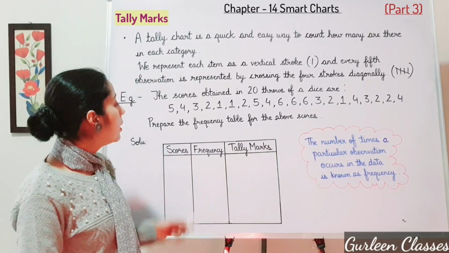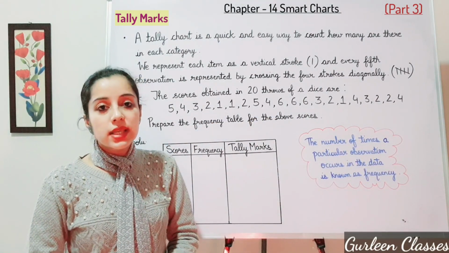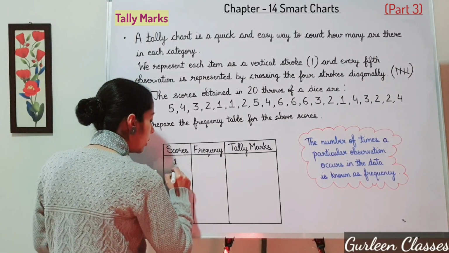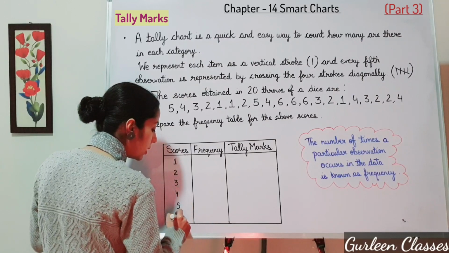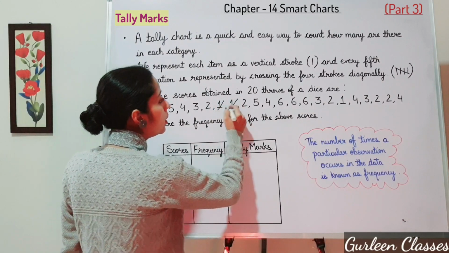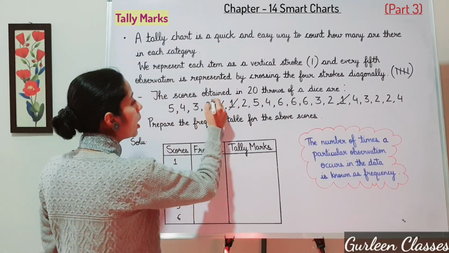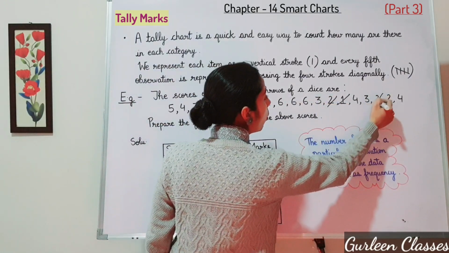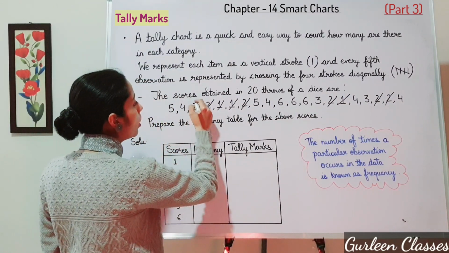For example, here the numbers 1 to 6 are there. First let us write 1, 2, 3, 4, 5, 6. So 1 is occurring how many times? 1, 2, 3. This is occurring 3 times. 2 is occurring how many times? 1, 2, 3, 4, 5. So write here 5.